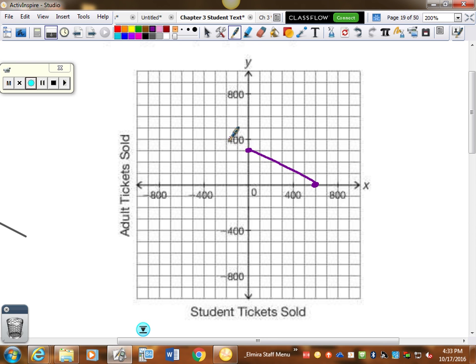Notice I did not extend this line all the way to the edges in either direction. That's because if I did that, I would have negative values for student tickets, and you can't sell negative tickets. Same thing down here. If I extended this, I'd have negative values for adult tickets. We can't have negative tickets sold. So I did not extend the line.